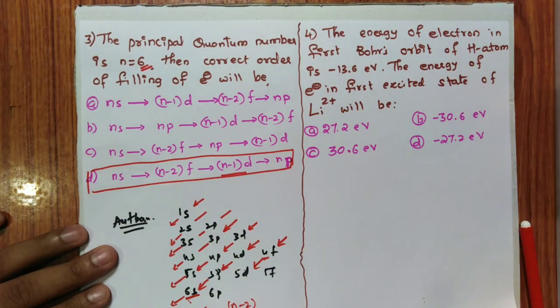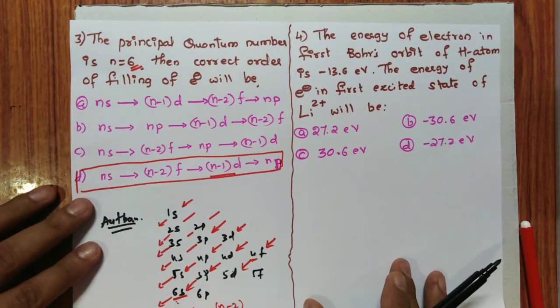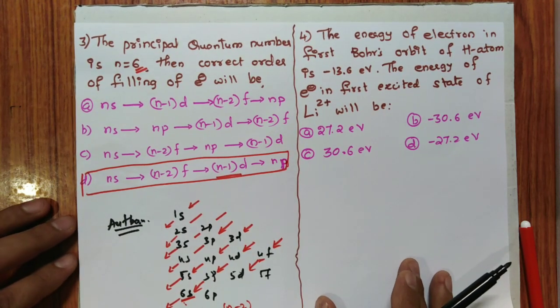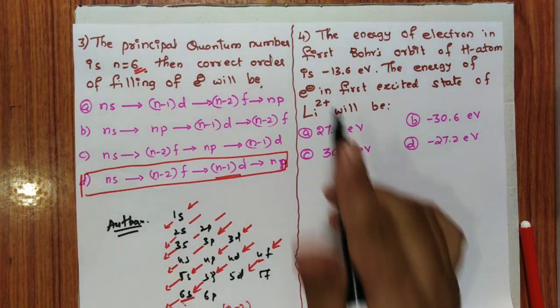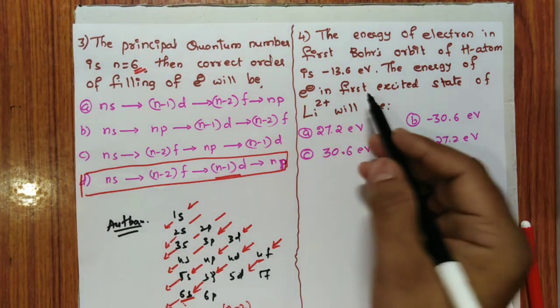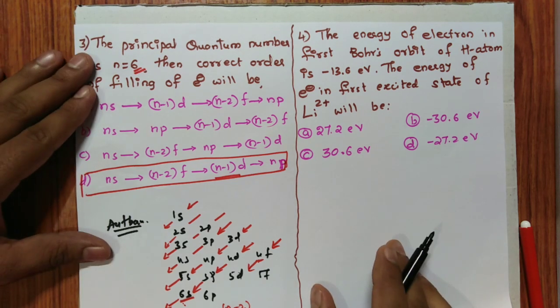This is about question number 3. Yes, question number 4. In the case of question number 4, what is given? The energy of the electron in the first Bohr orbit of the hydrogen atom is given, so minus 13.6 electron volt. The energy of the electron in the first excited state of Li2+ will be. So in such a question, what do we have to do?